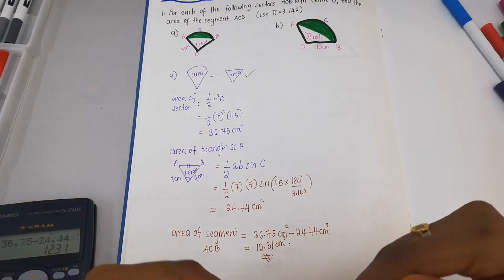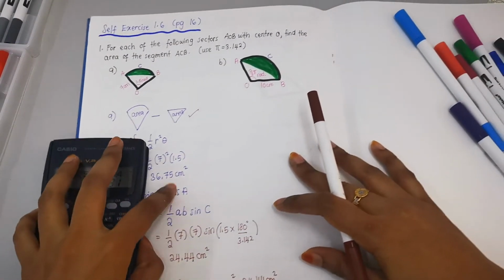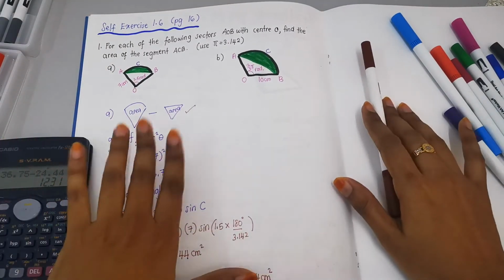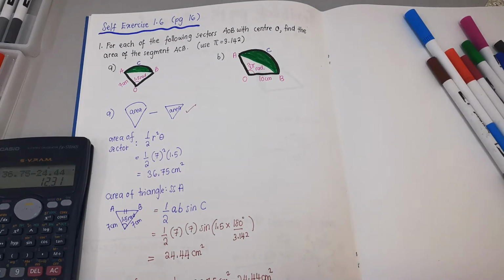Now why don't you try B and let's see if you can get the answer. Try similar to this step. Step by step you have to follow. So let's try B. I give you about 1 minute. Try it in your notebook. Let me just drink water.